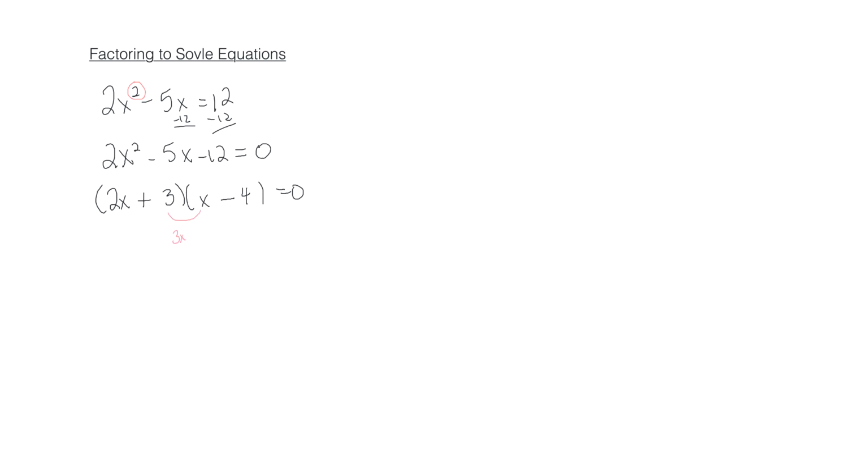3x minus 8x. Two x squared. Check there. Minus 12. Check there. Okay. So now I can set these factors equal to 0. And yeah, my answers. 2x equals -3.